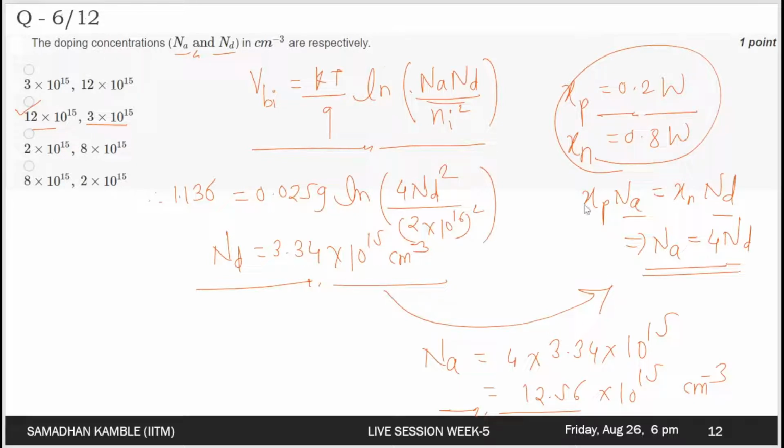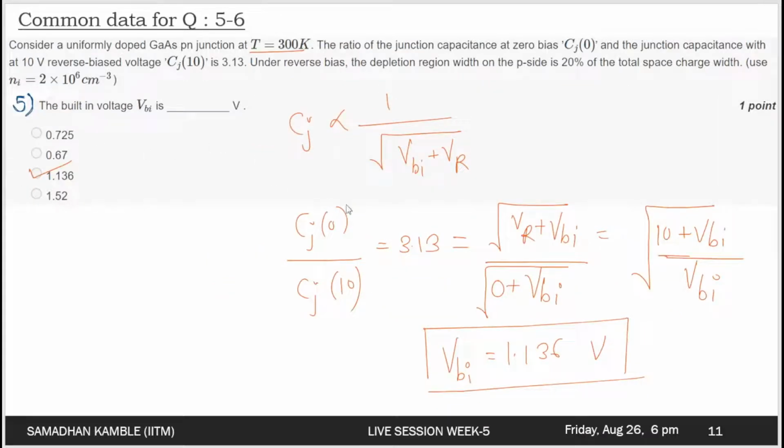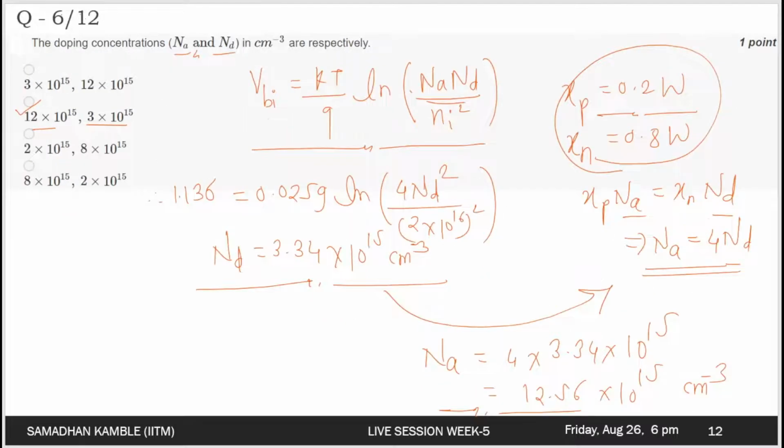So what do you want for this question? Regarding the calculation, how is this 1.136 obtained? Yes, that is the built-in potential that we calculated in the previous problem. The built-in potential is calculated in question number 5 using this particular relation, and we are using it in the next question. Once we know the built-in potential, and Ni, the intrinsic concentration, is also given, we can find the values of Na and Nd. So that thing we have used.